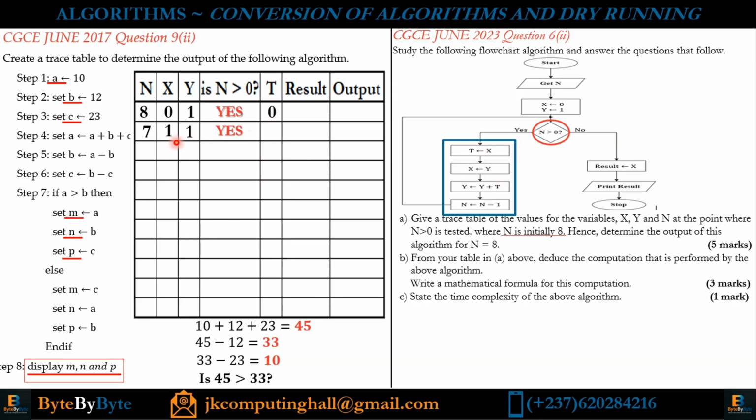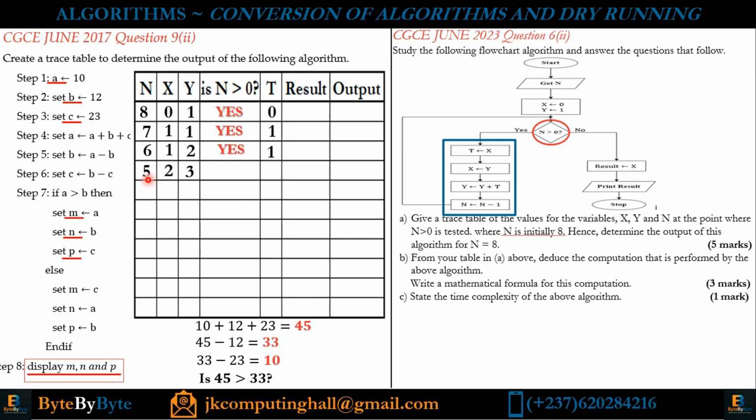t takes x, x is 1. x takes y, which is 1. And y takes y plus t. When you add these two, you have 2. n decrements. We come back to the condition. Is n greater than 0? Yes, we execute the block of instructions. t takes x, which is 1. x takes y, which is 2. And y takes y plus t, which is 3.